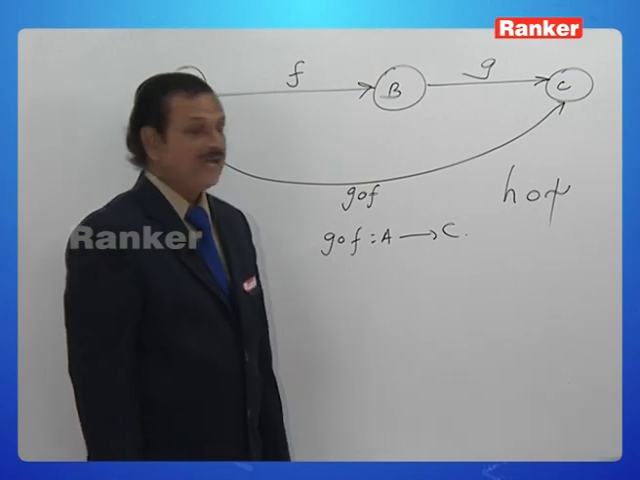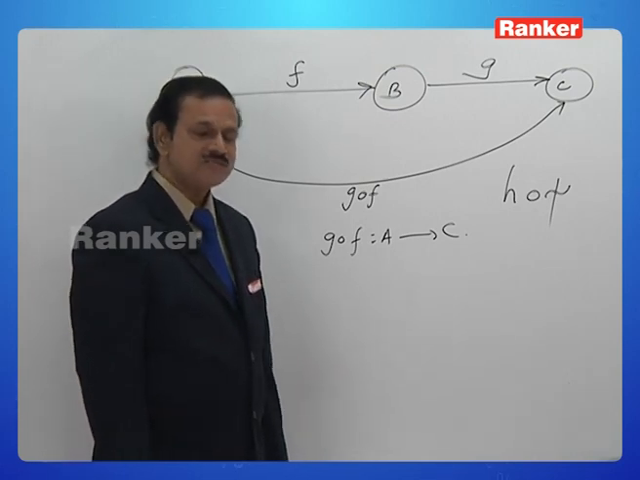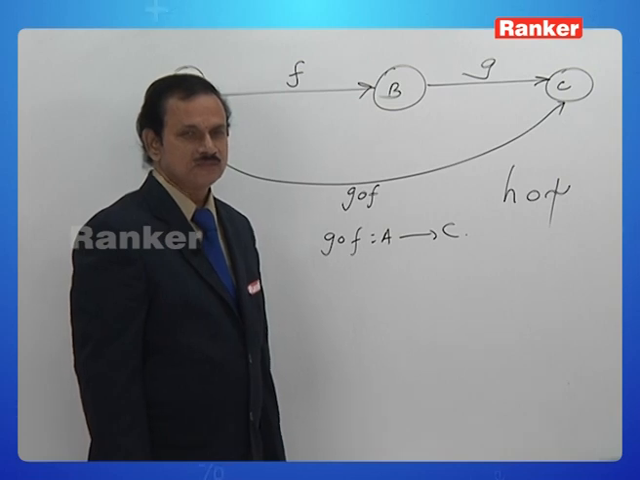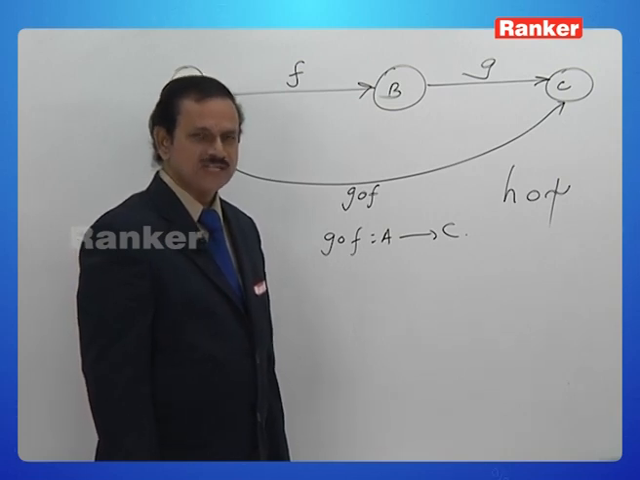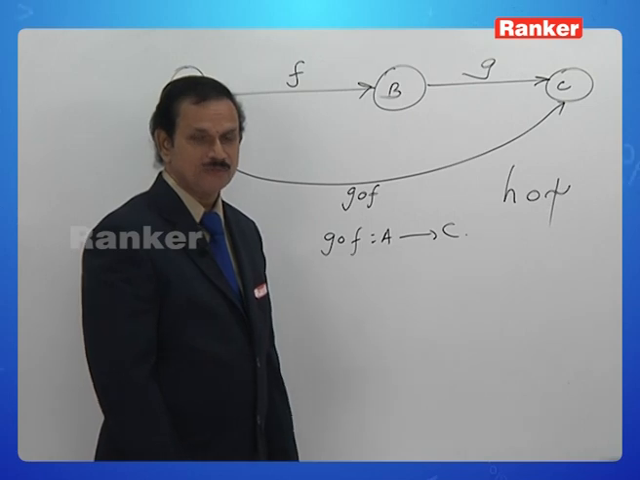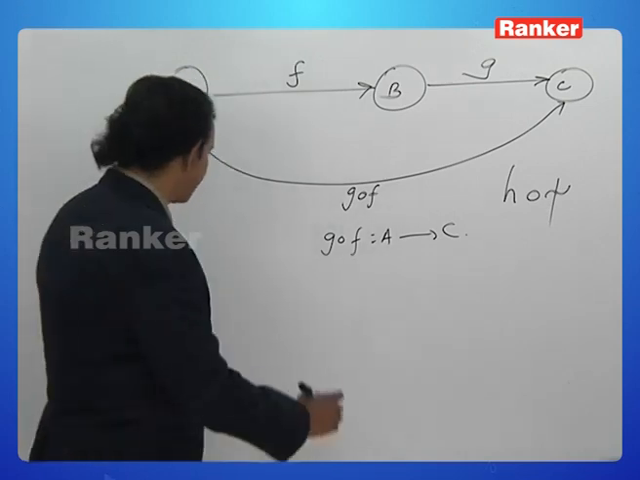unless otherwise it is just not possible to define h circle psi. At times, in some examples, we see that both g circle f and f circle g are possible to be defined. What is that particular case?